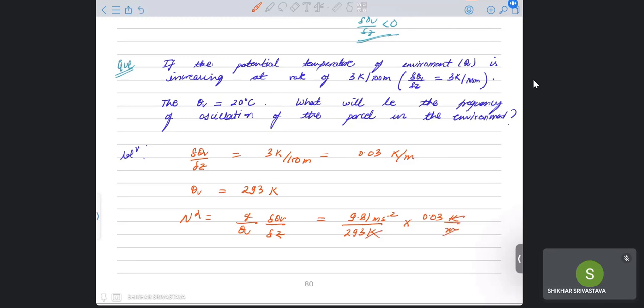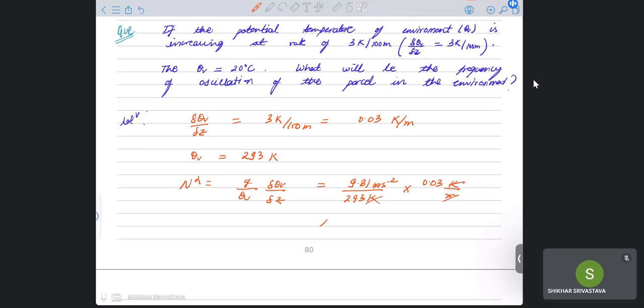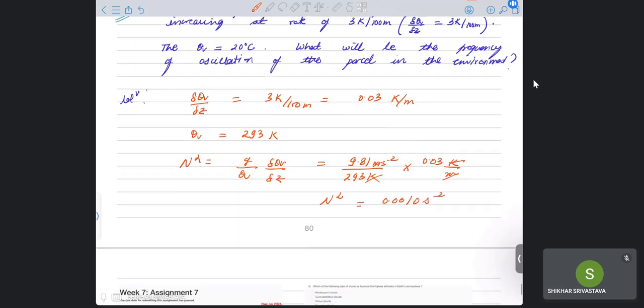Kelvin, Kelvin cancel, meter, meter cancel. So your N square will come 0.001 if you solve it, per second square, or your Brunt-Väisälä frequency will be what? 0.031 second inverse. And the corresponding time period of oscillation will be 2 pi by N. It will come out to be 198 second or 3.30 minutes.